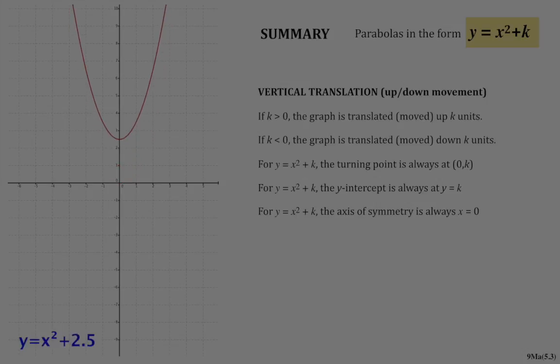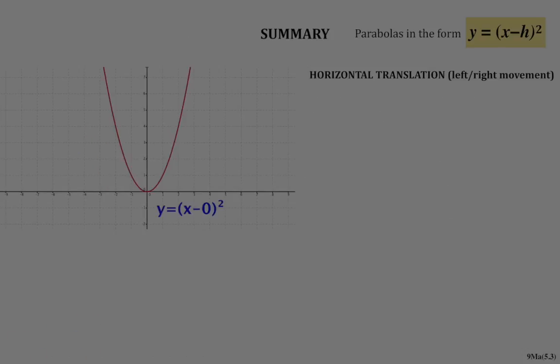Hopefully we can see that when the graph has a plus number after the x squared, it's moved up. When the graph has a minus number after the x squared, it's moved below 0. So that's how our graph moves when it's being moved up and down. It's the same shape, it's just being pushed up or down depending on what number gets put after the x squared. Let's talk about left and right movement.